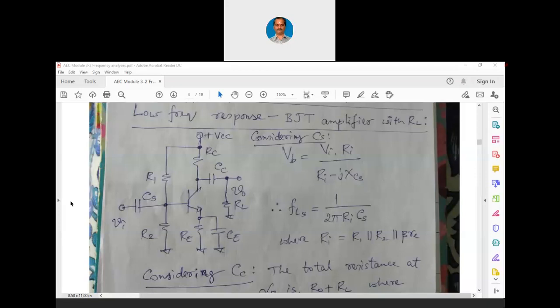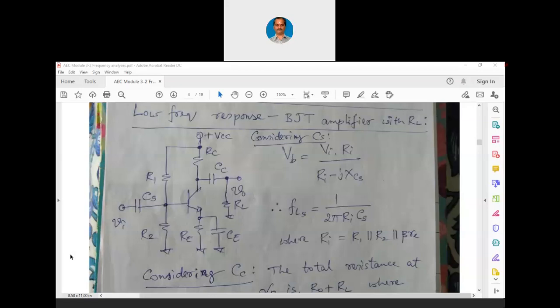Therefore, using this formula, we can write the formula for FLS as 1 over 2 pi Ri into Cs. This we had derived already earlier. FL equals 1 over 2 pi RC we had derived. That R corresponds to Ri, the input resistance here, and C corresponds to Cs here. Please remember, the value of this VB is AC. We are not performing DC analysis, we are performing AC analysis. So where Ri equals R1 parallel with R2 parallel with beta into re. This we already know. This is considering the capacitance Cs.